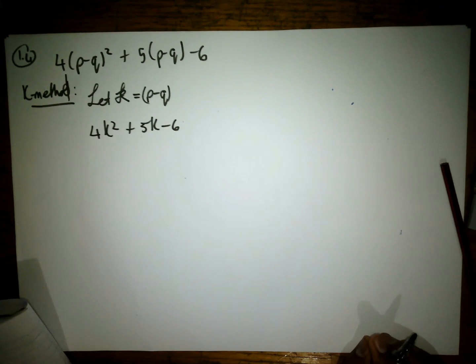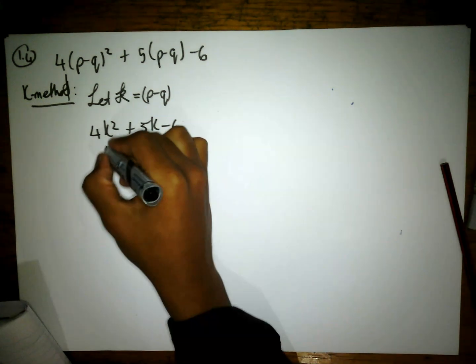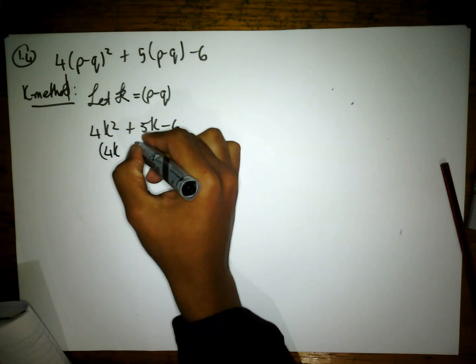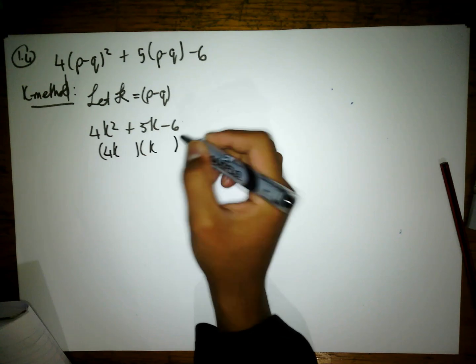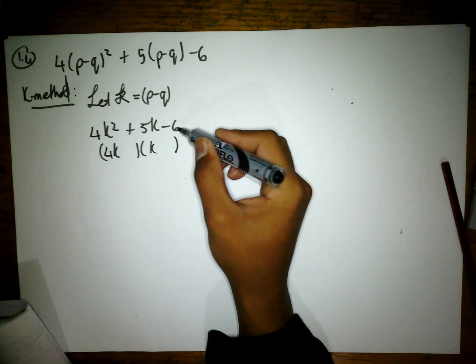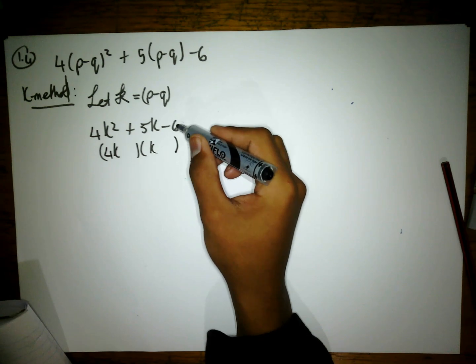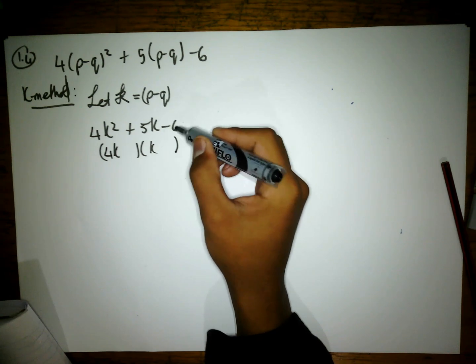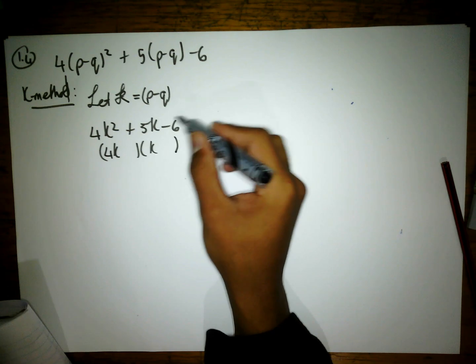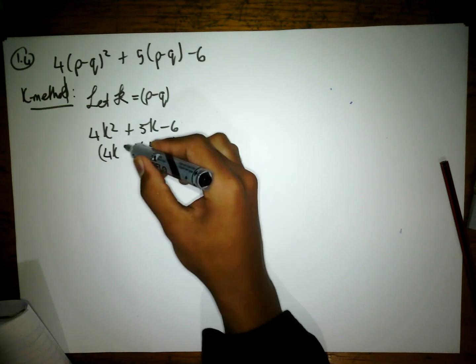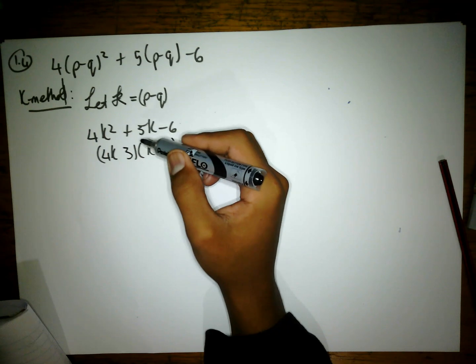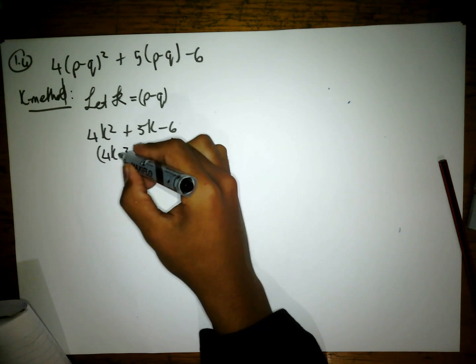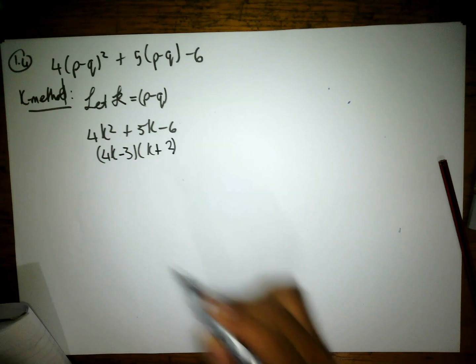Then to factorize this one, you can have a 4k and a k. When we multiply, the back numbers must always give us this one over here. So it's a 2 and a 3, and so negative 3 and a positive 2.